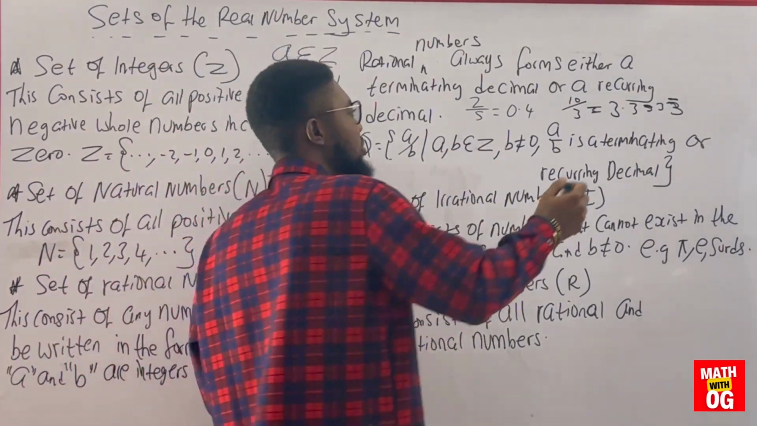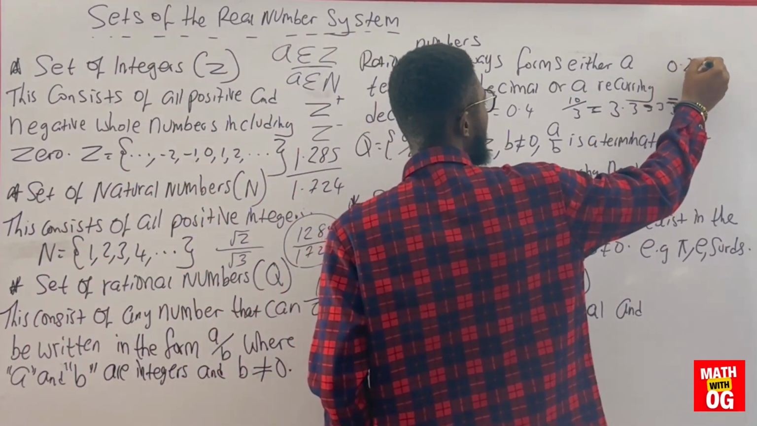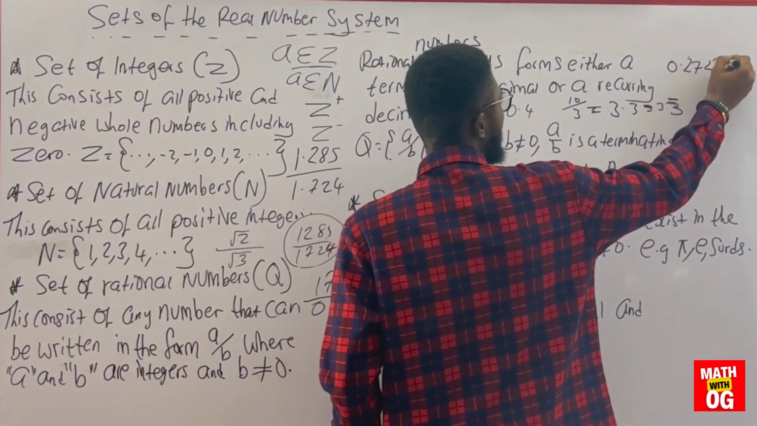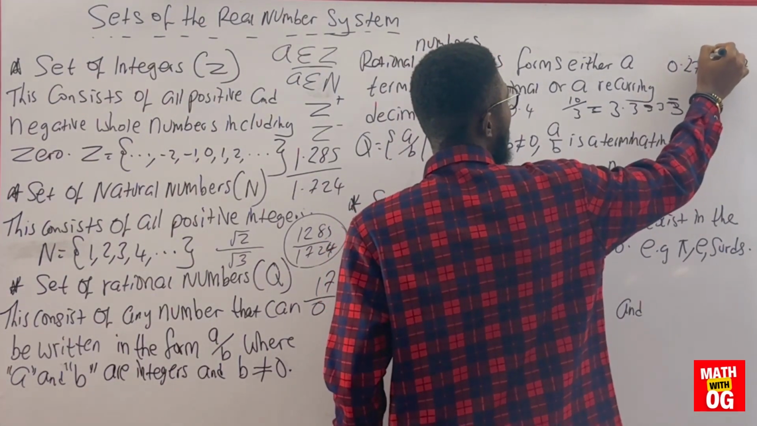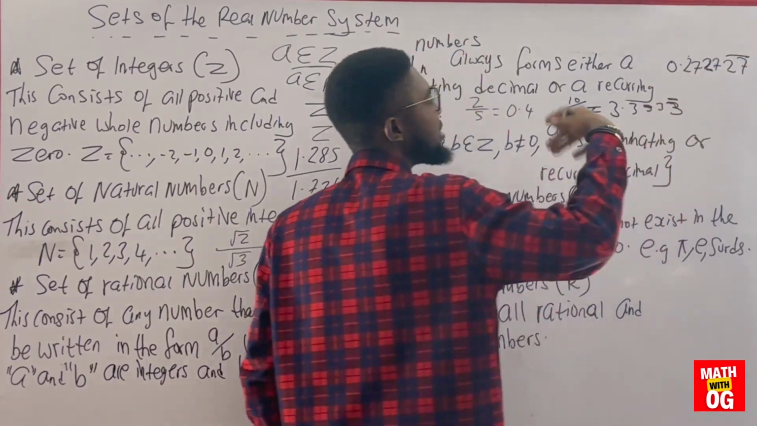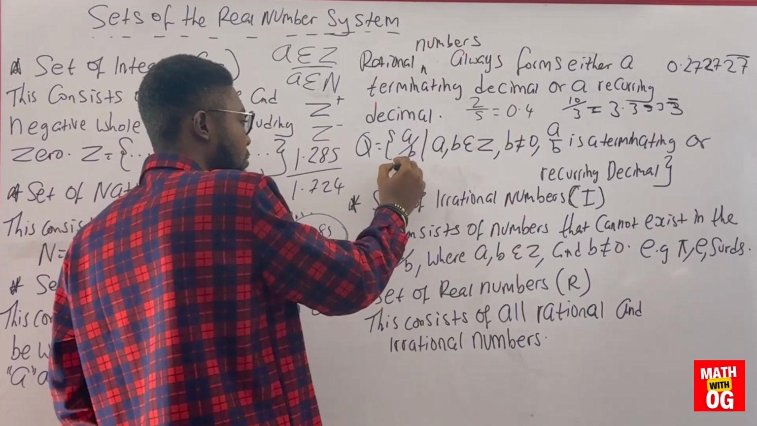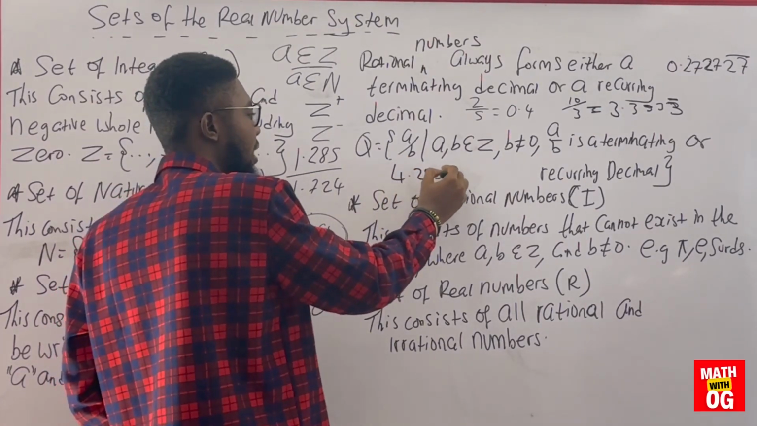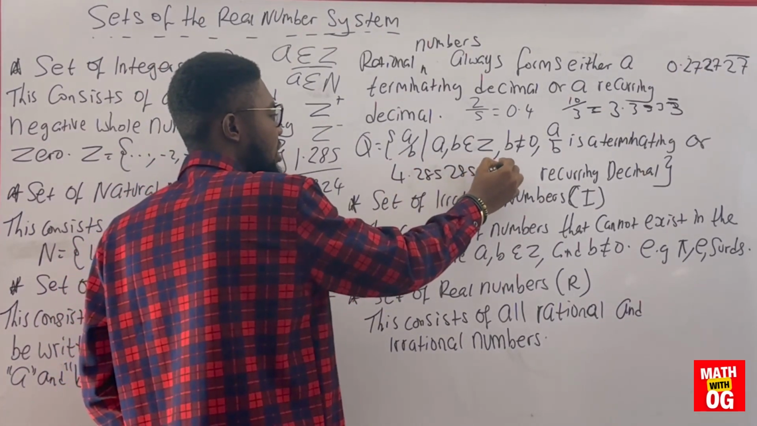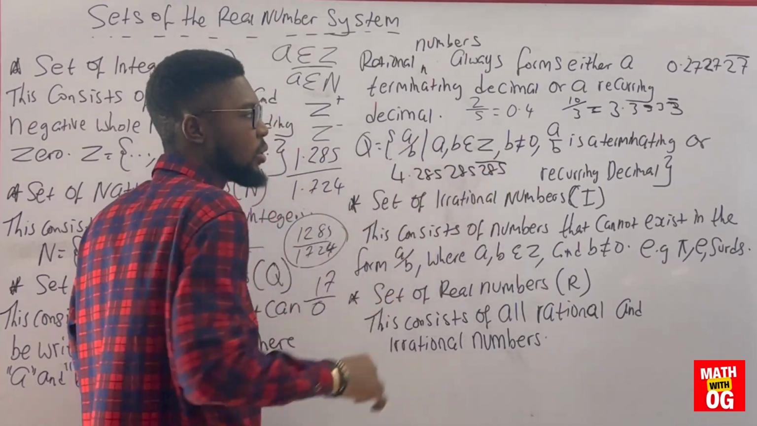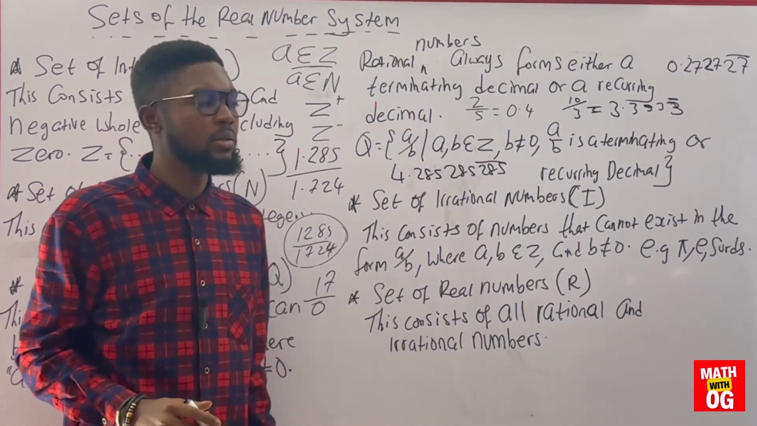A recurring decimal can also exist in this form: 0.272727. So I can now put a bar here to tell that the next will be 272727. A recurring decimal can also appear in this form: 4.285. So this is also a recurring decimal.